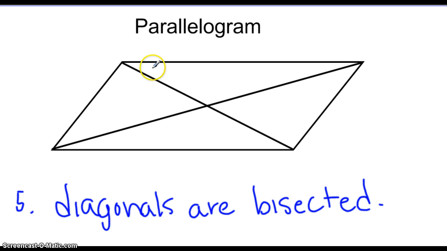Okay, so if they're bisected, it means that this and this would be the same. It does not mean that this entire diagonal and this entire diagonal are the same. But if they bisect each other, then this piece and this piece and this piece and that piece are congruent. So that is what it means to be bisected. If we go and look at some of our examples, you'll see that mathematically it's pretty simple.